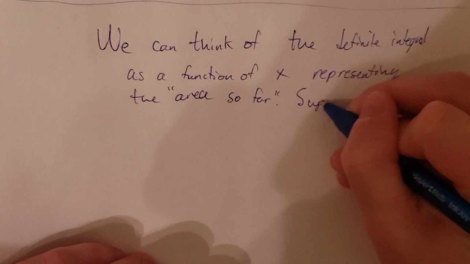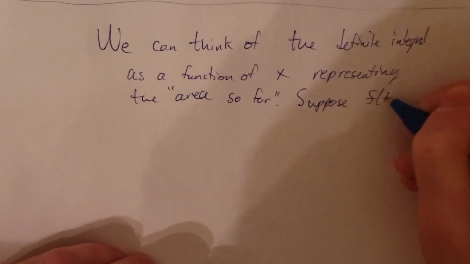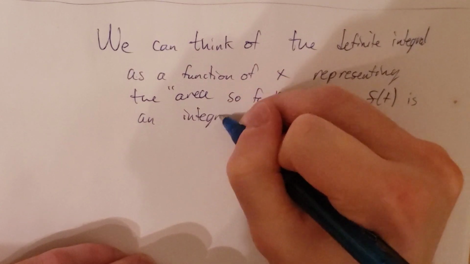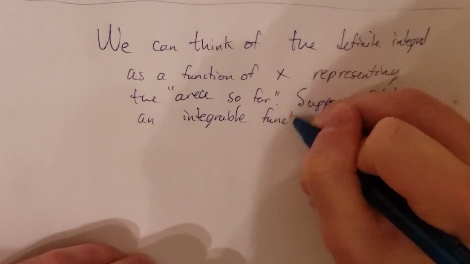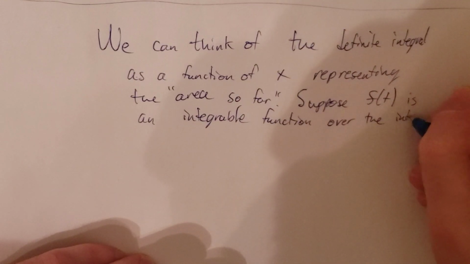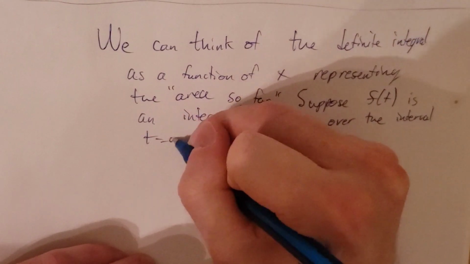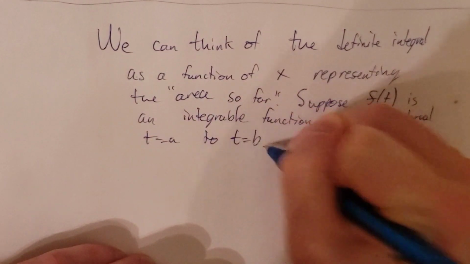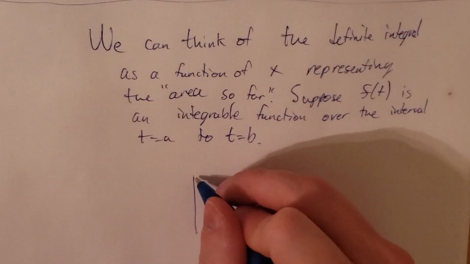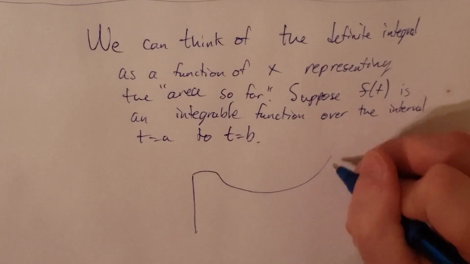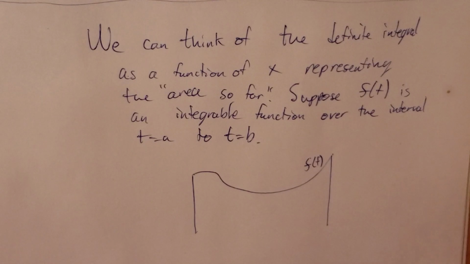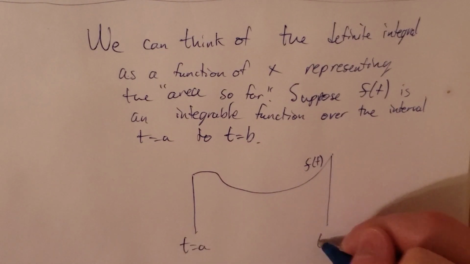But first, let's suppose that f of t is an integrable function over the interval t equals a to t equals b. All right, now let's draw the picture of what's going on here. So we have some function f of t from t equals a to t equals b.